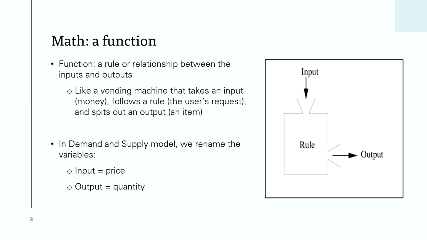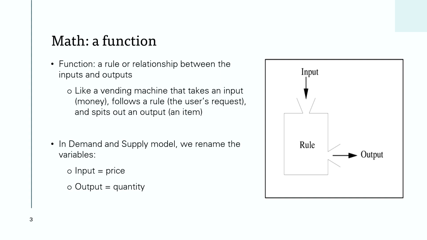To understand demand and supply more formally, we begin with a simple mathematical idea, a function. A function is a rule that connects an input to an output. Think of a vending machine. You put in money, you select the product, and the machine gives you the output. In economics, we model relationships the same way.